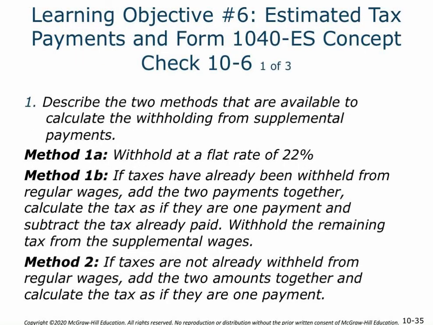Concept check 1. Describe 2 methods that are available to calculate the withholding from supplemental payments. You can withhold at a flat rate of 22%, and then alternatively, you can combine those payments together. So if taxes have already been withheld, add the 2 payments together, calculate the tax, and if one payment has already been made, then subtract it and find the difference and withhold the remaining taxes from the supplemental wages. Or if taxes have not already been withheld from regular wages, add the 2 amounts together and calculate the taxes as if it was one payment.